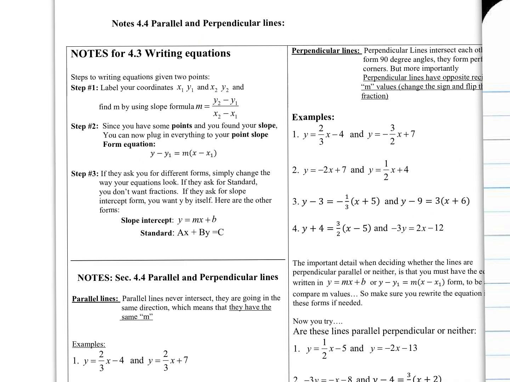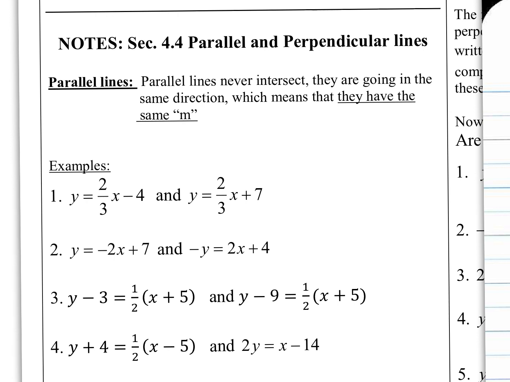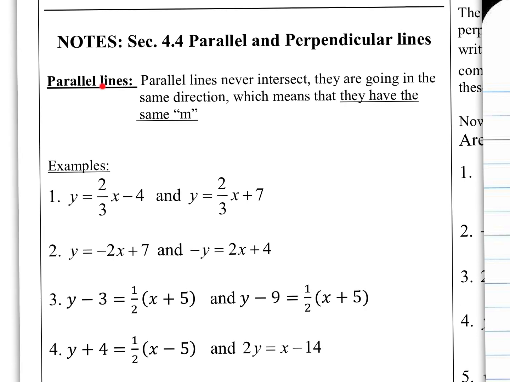But right now, you could look and read through the definition of parallel lines. It's exactly what we already talked about. Parallel lines never intersect. They're going in the same direction, which means they have the same slope. Okay? And here are some examples.